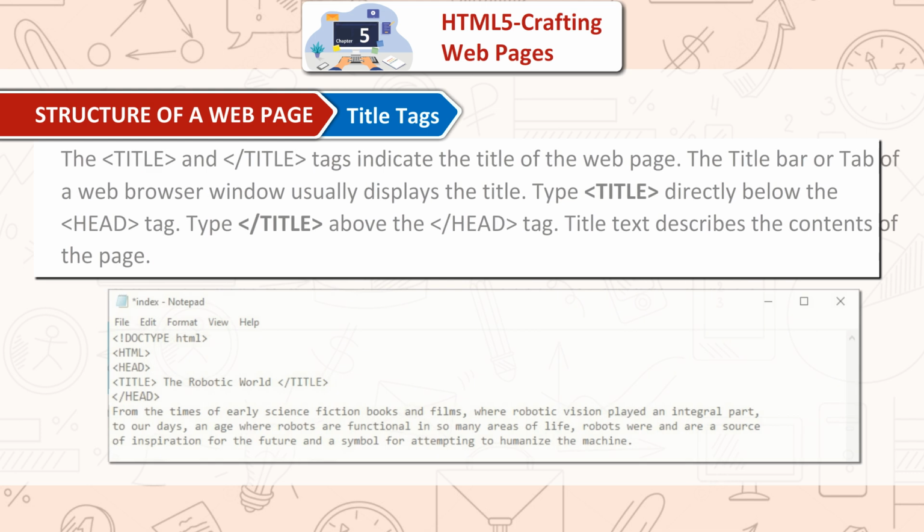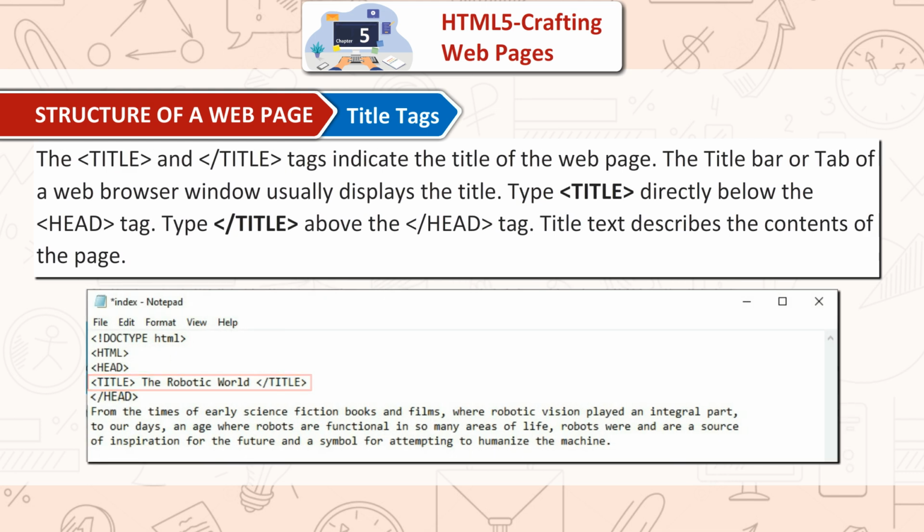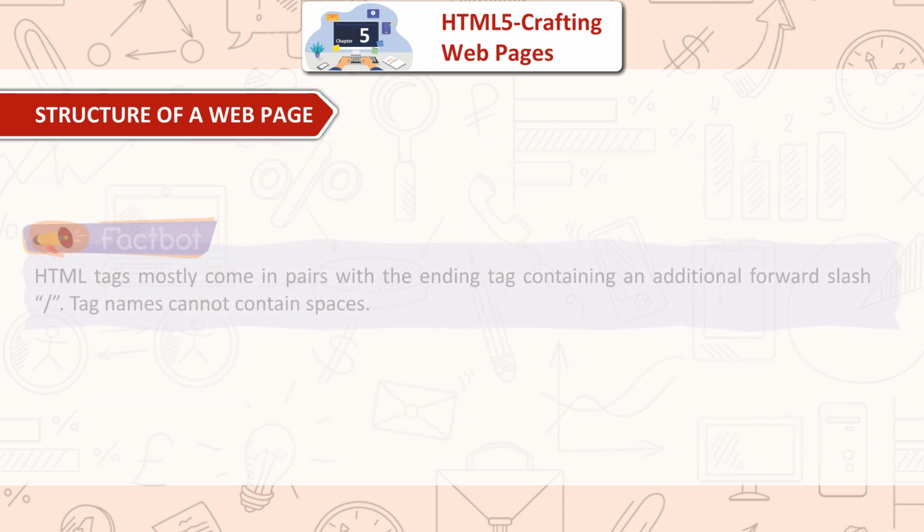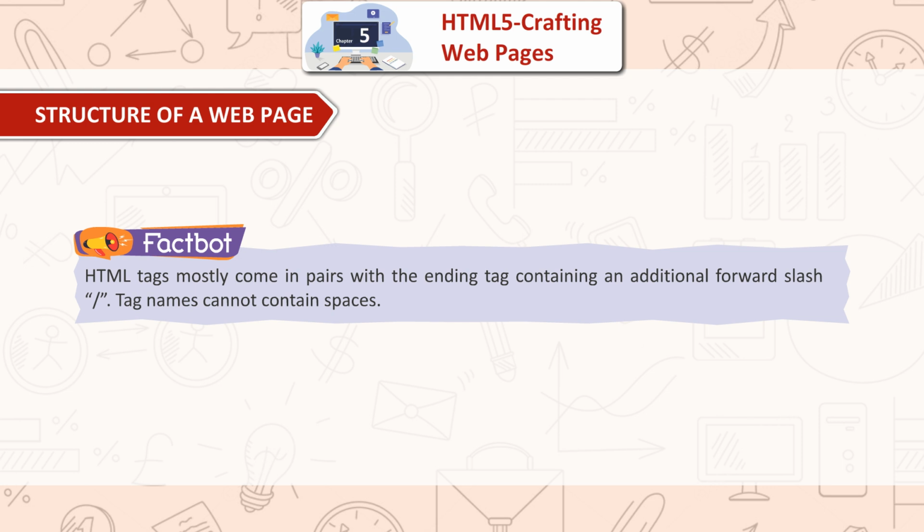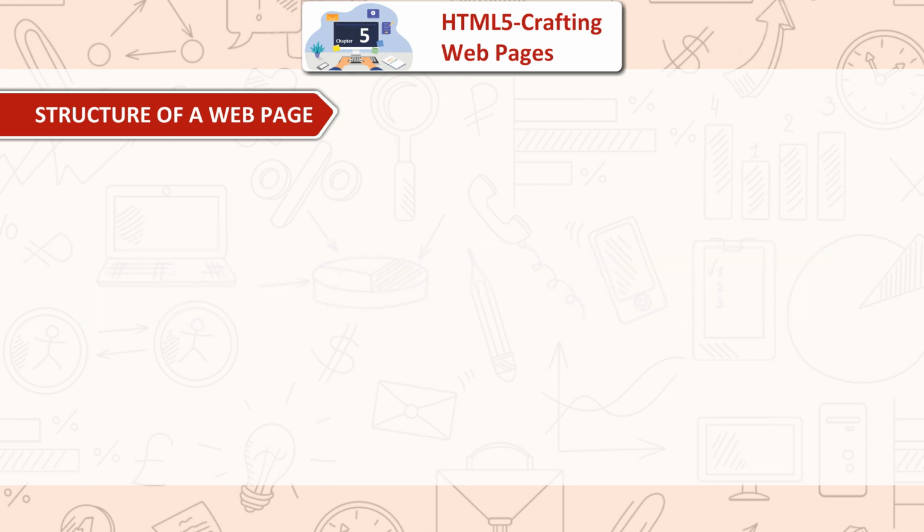Title tags. The title and /title tags indicate the title of the web page. The title bar or tab of a web browser window usually displays the title. Type title directly below the head tag. Type /title above the /head tag. Title text describes the contents of the page. HTML tags mostly come in pairs with the ending tag containing an additional slash. Tag names cannot contain spaces.